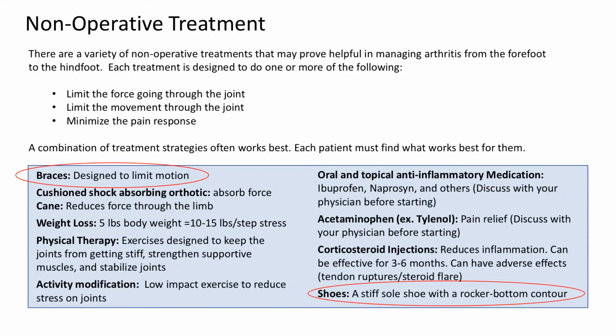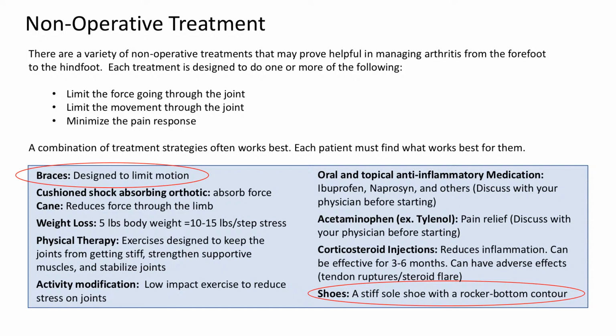These things include braces, which are designed to limit motion, orthotics that absorb force, a cane that can reduce the force through the limb, weight loss. People don't understand that 5 pounds of weight loss can lead to 10 to 15 pounds of less weight on each step. Physical therapy. These are exercises designed to keep joints from getting stiff, strengthen the supportive muscles, and stabilize joints. Activity modification. Low impact exercise can't be emphasized enough. Doing things that don't cause excessive force on the joints, like elliptical machines or exercise bikes.